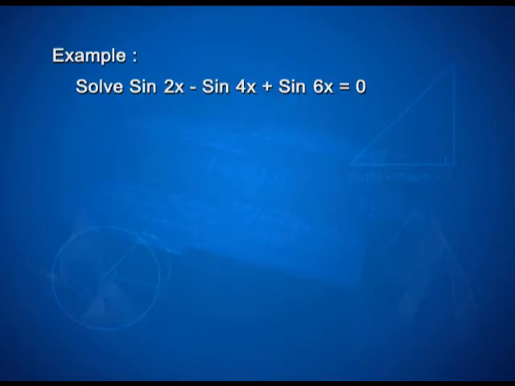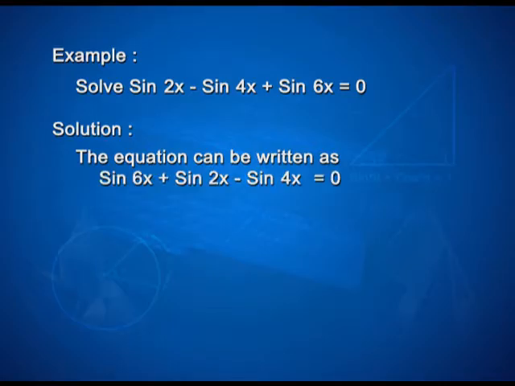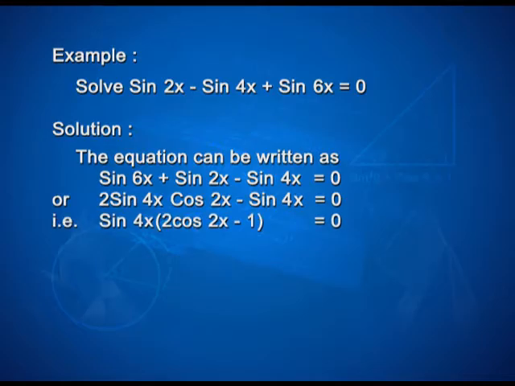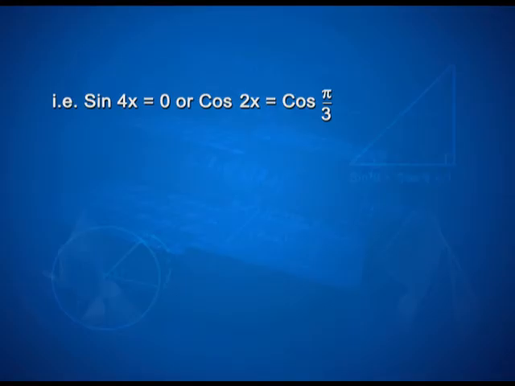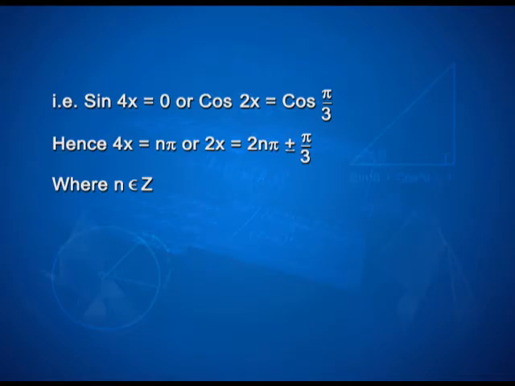One more interesting trigonometric equation, sin 2x minus sin 4x plus sin 6x is equal to 0. The equation can be written as sin 6x plus sin 2x minus sin 4x is equal to 0, or 2 sin 4x cos 2x minus sin 4x is equal to 0, that is sin 4x into 2 cos 2x minus 1 is equal to 0. Therefore, either sin 4x is equal to 0 or cos 2x is equal to 1 upon 2. That is, sin 4x is equal to 0 or cos 2x is equal to cos pi upon 3. Hence, 4x is equal to n pi or 2x is equal to 2n pi plus or minus pi upon 3, where n belongs to z. That is, x is equal to n pi upon 4 or x is equal to n pi plus or minus pi upon 6, where n belongs to z.